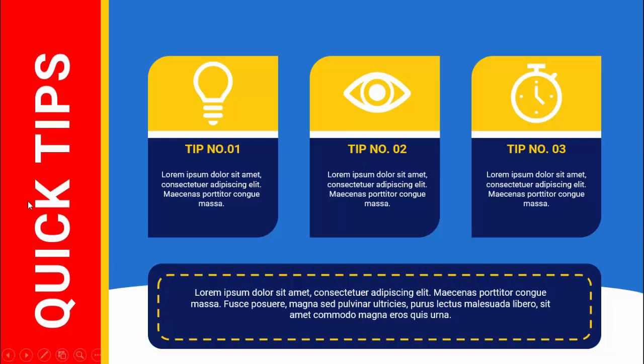Okay, so here I've just added one red background with quick tips. You can see here the text. You can replace it with your own text, and then I've added three options with icons, and then I've said tip number 1, tip number 2, and tip number 3 with some detailed text. And if you'd like to add some general tip also, you can just add it here in details.